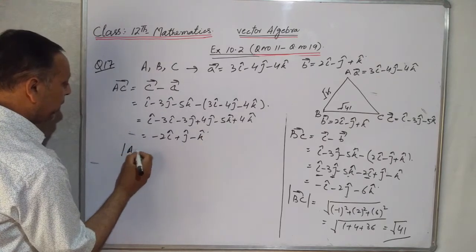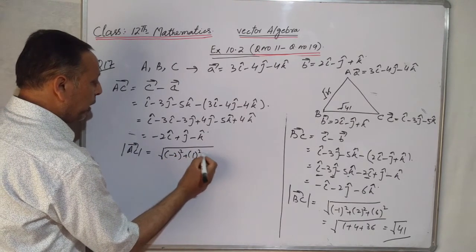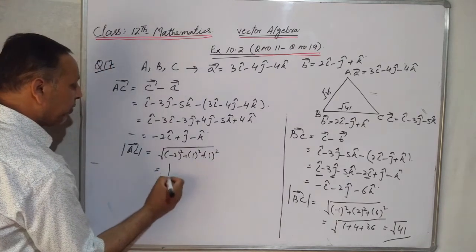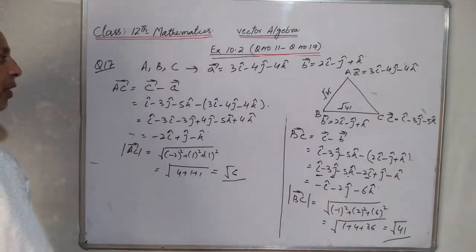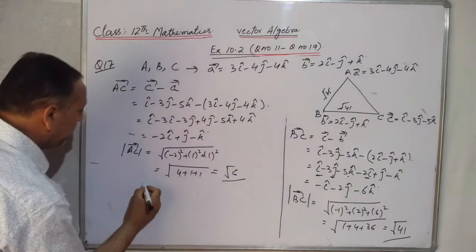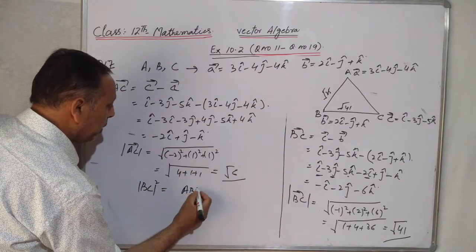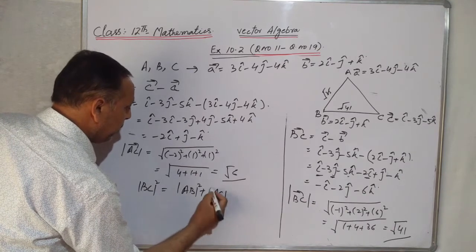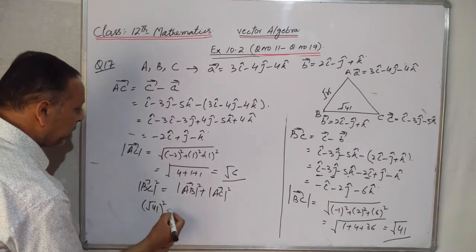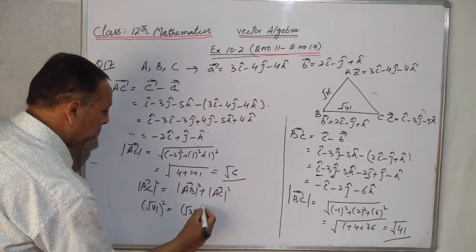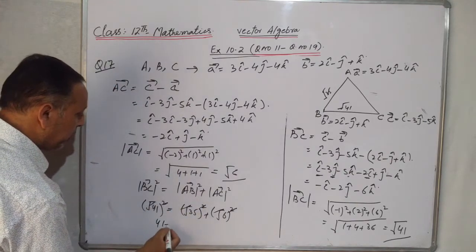And the magnitude of vector AC is equal to the square root of minus 2 squared plus 1 squared plus 1 squared. It is the square root of 4 plus 1 plus 1, which is the square root of 6. Now clearly, it satisfies the property. BC whole square is equal to AB whole square plus AC whole square. BC is root 41, which means root 41 squared is equal to root 35 squared plus root 6 squared. This 41 is equal to 35 plus 6, 41.